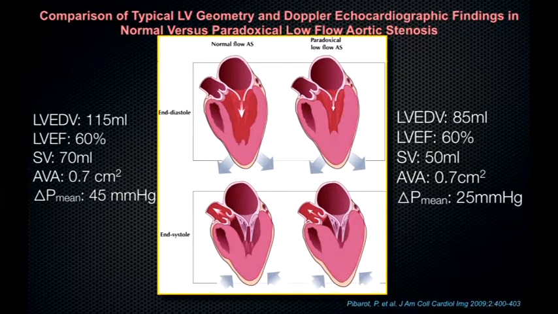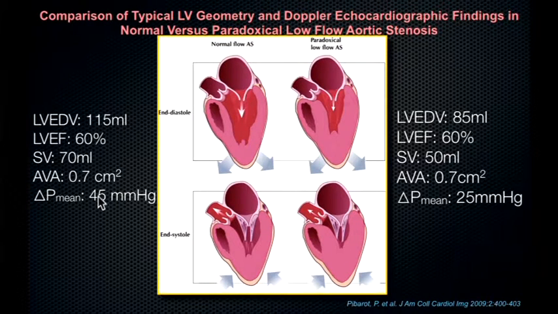And we look at this diagram from this excellent paper by Pibarot and colleagues. You can see it illustrates very nicely the difference in the situation between normal flow aortic stenosis and paradoxical low flow aortic stenosis. Both these hypothetical patients would have the same ejection fraction of 60%. However, in the normal situation, the end diastolic volume is 115 mils, but in the patient with the small ventricle, it's only 85 mils, which leads to a stroke volume of 50 mils as opposed to the more normal stroke volume of 70 mils. The valve area in both cases is the same at 0.7 centimeters squared.